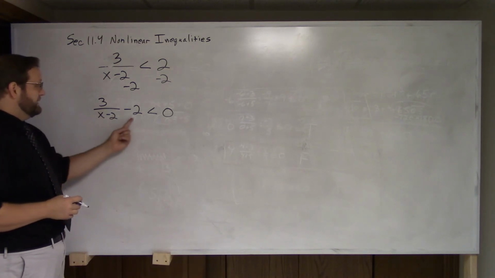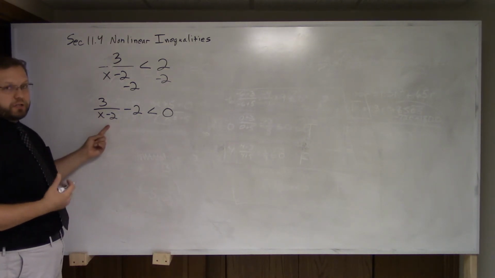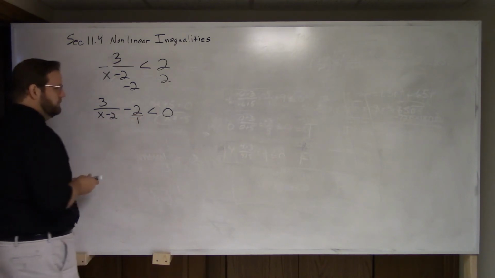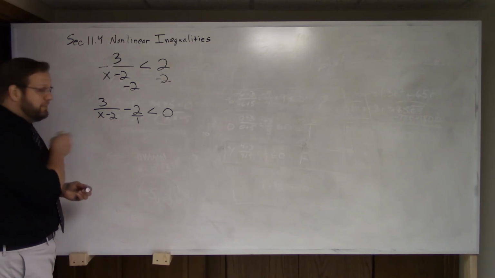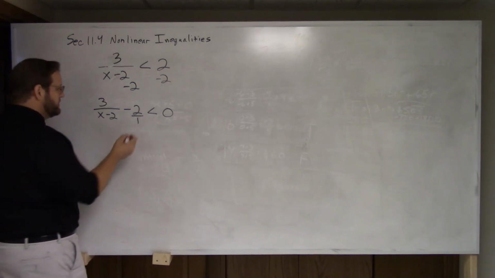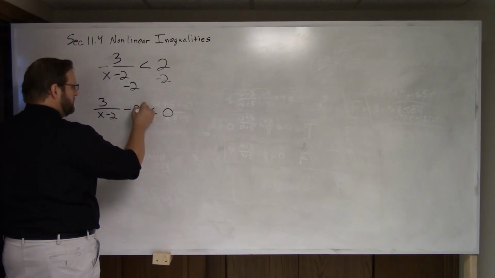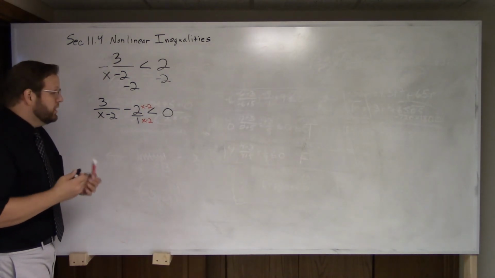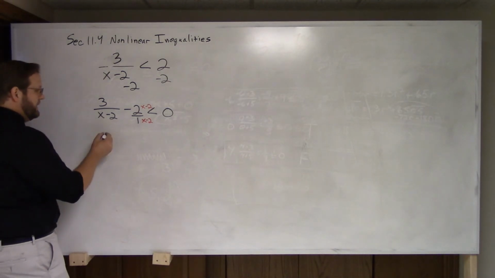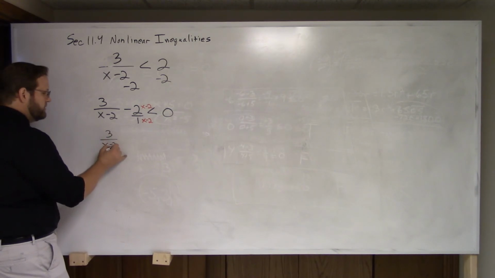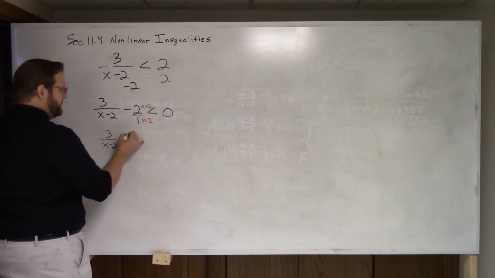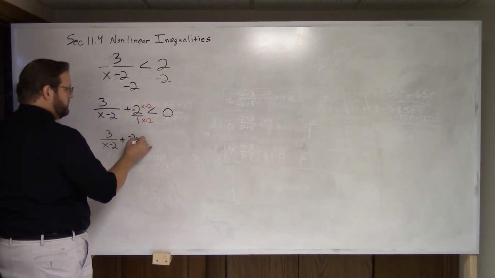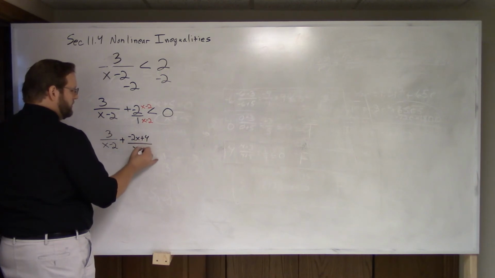Now, this is going back to subtracting rational functions or rational expressions. So what we're going to do here is think of this as 2 over 1, and then we need to multiply by that common denominator, or make the common denominator match, and we get x minus 2 on top and bottom. Again, we're not clearing the denominator here, we're making the match. So what we get is 3 over x minus 2 minus, actually I'll put a plus and put the minus on the 2. So we've got negative 2x plus 4 over x minus 2.